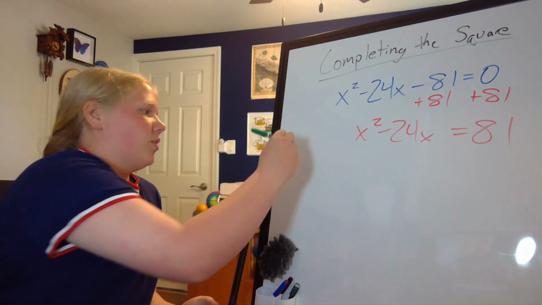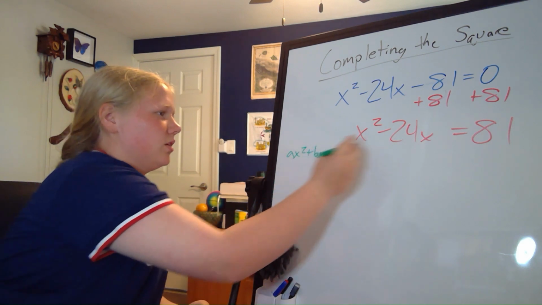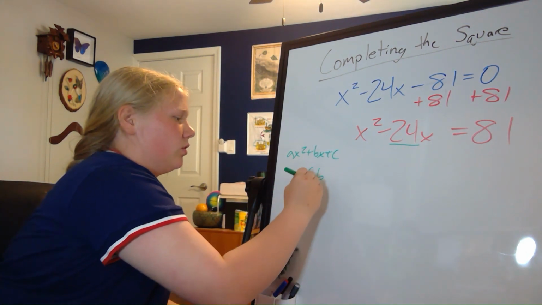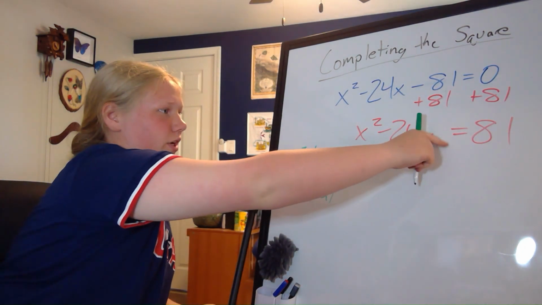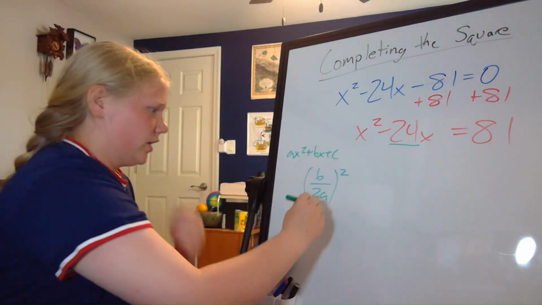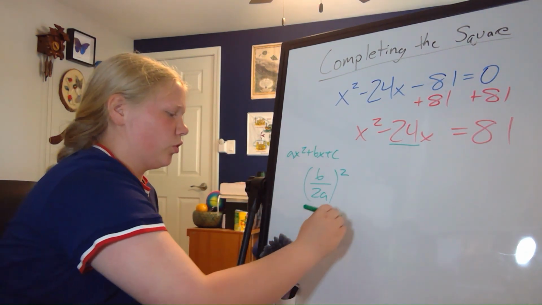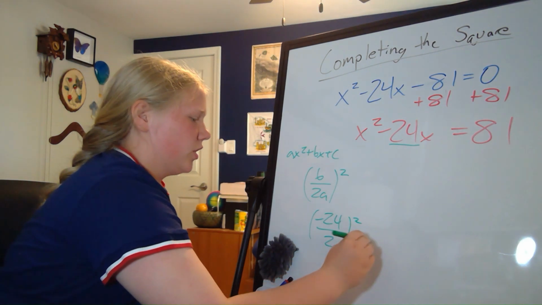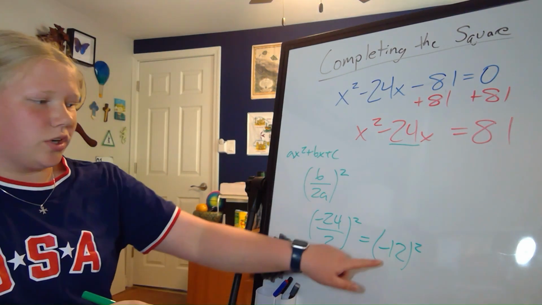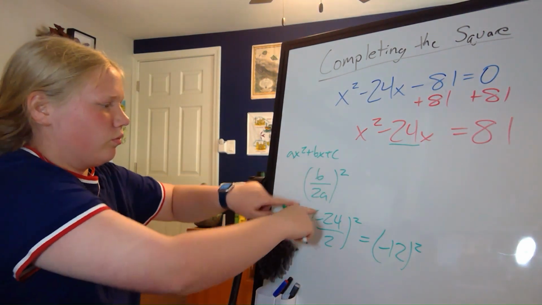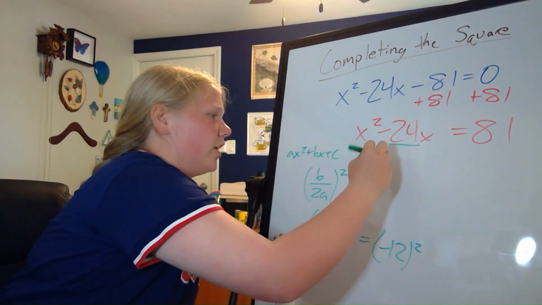So basically, just remember your ax squared plus bx plus c. You're going to take the b, so this one, b over 2a, and then squared will be your missing number here. So negative 24 over 2, there's no a term, so just negative 24 over 2 squared, which would give you negative 12 squared. So whatever number you find there, whatever your b over 2a is, that's going to be what's in your binomial.